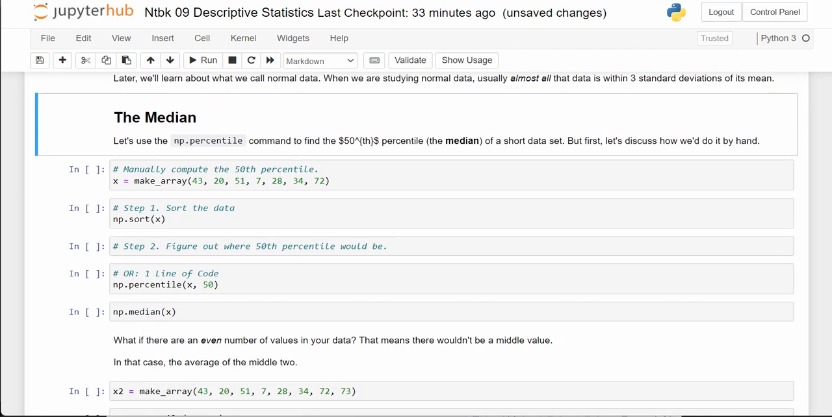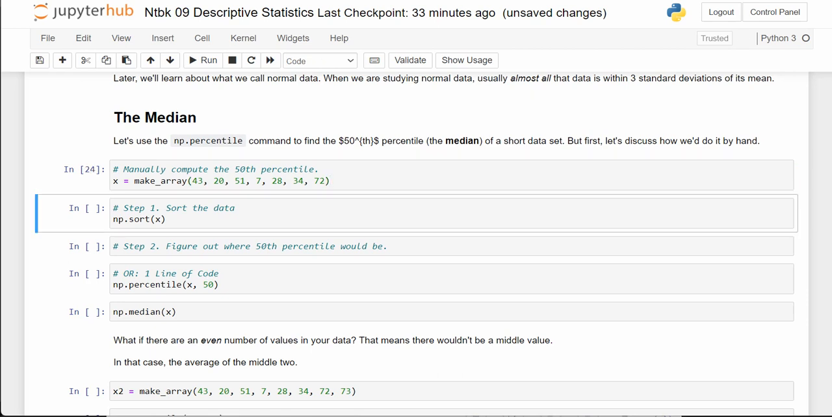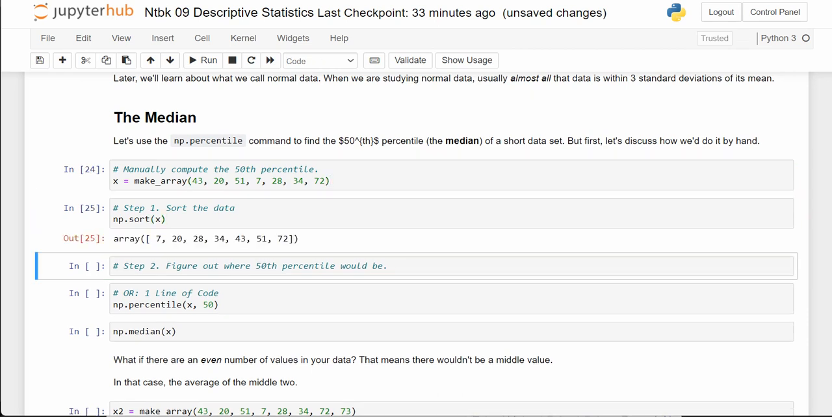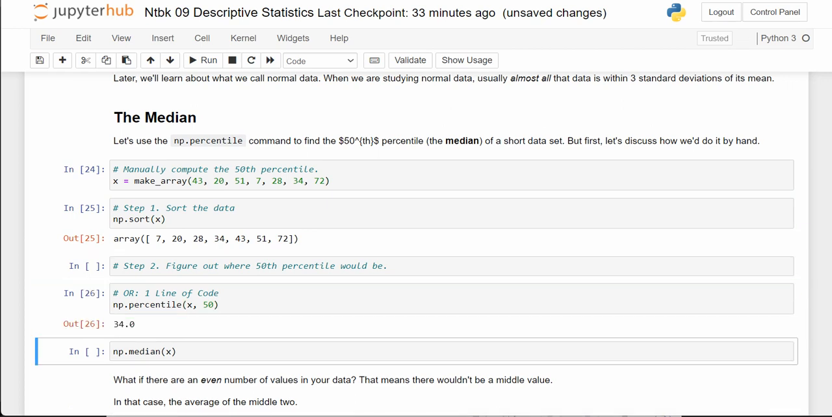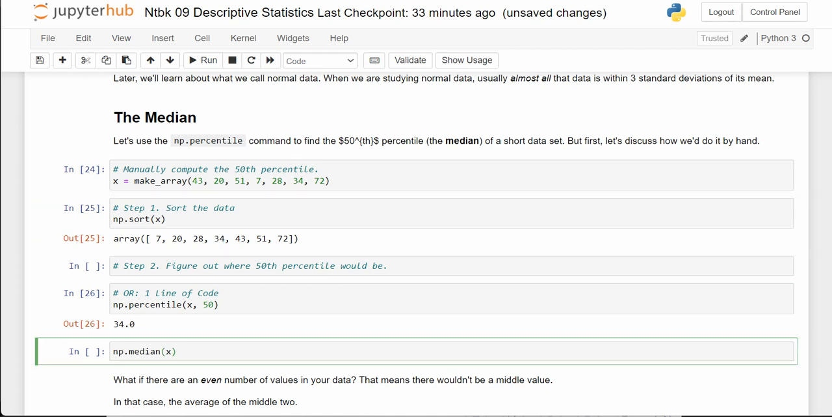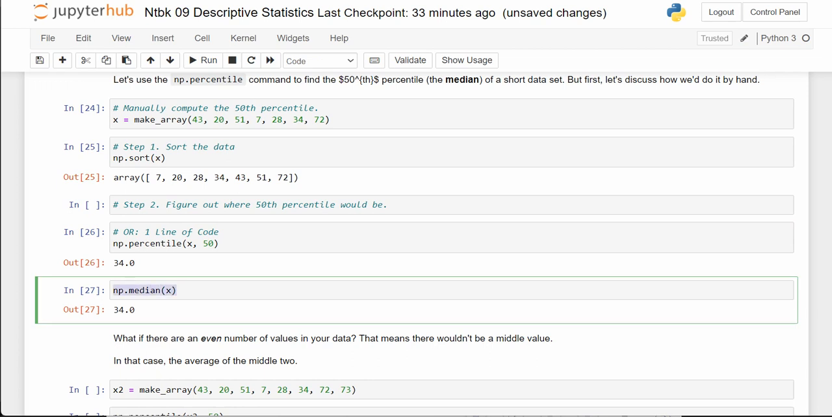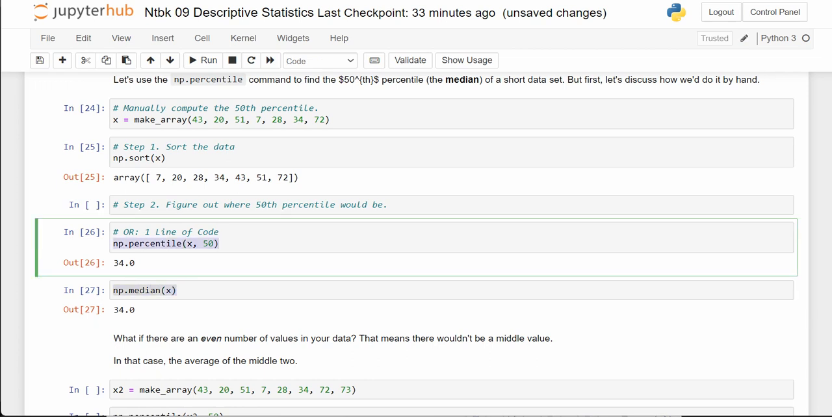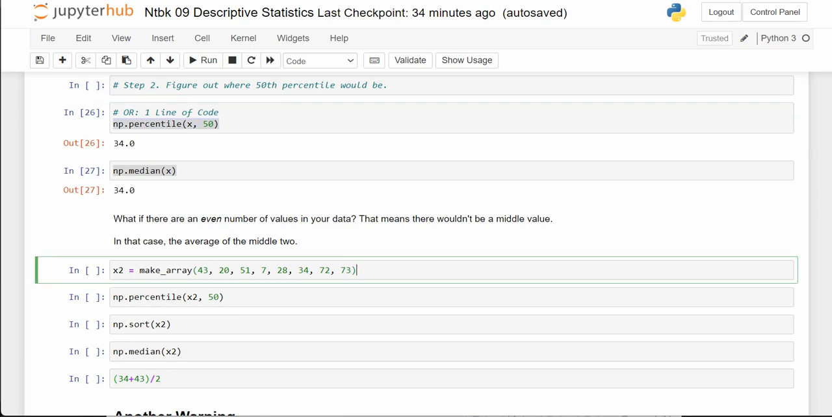All right. So the median. We can do np.percentile, and here we sort it and figure out where the percentile would be. The 50th percentile would be 34, and if we do the median, we get 34. So it turns out that np.median works, and we can also use the 50th percentile. However, about half the time, np.percentile gets the wrong value.